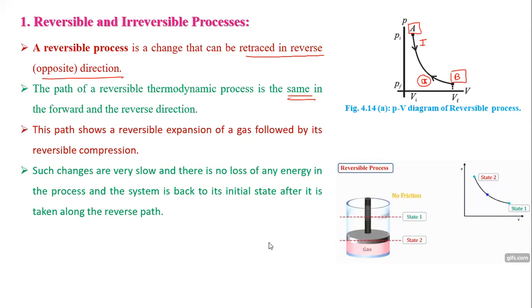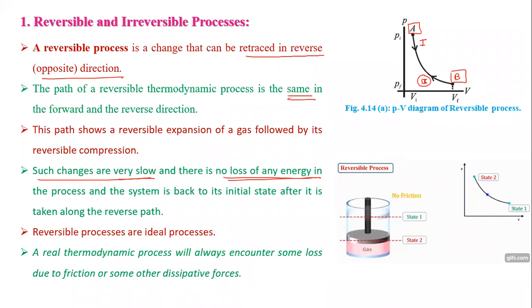Now pay attention here. Reversible changes are very slow and there is no loss of any energy. No loss of energy in the process, and the system is back to the initial state after it is taken along the reverse path. Reversible processes are ideal processes. A real thermodynamic process will always encounter some loss due to friction or some other dissipation of energy.